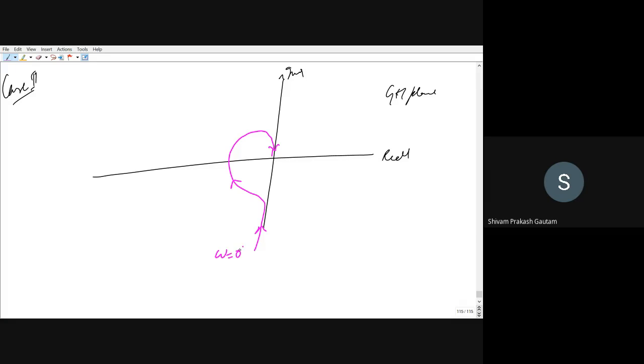This is omega is equal to 0 plus, omega is equal to infinite plus. This is omega is equal to infinite minus, omega is equal to 0 minus. Now suppose in this case, our point is lying here, minus 1 plus J0. Now again here, P is equal to 0 we are assuming. Now tell me, how many encirclement do you see of the point minus 1 plus J0?